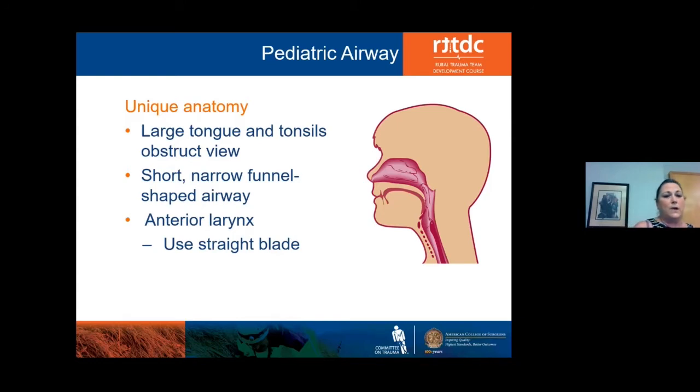You want to use a straight blade when you're intubating a pediatric patient. A lot of people call it a Miller blade, and it's how you can pull all the tissue out of the way so that you can see the airway and the vocal cords in order to intubate the pediatric patient. Becoming familiar with the different types and sizes of blades that you have is important, especially if you don't have pediatric patients often.